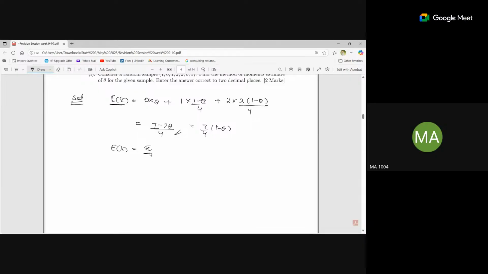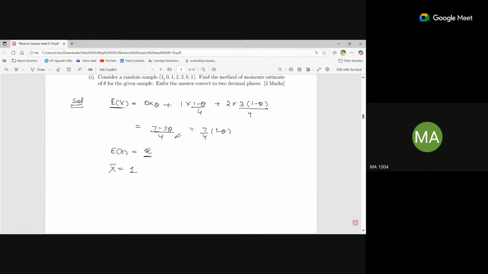The sample mean. Now what is my sample mean here? 1. Okay. So how did you calculate the sample mean? By adding all these values and dividing it by the number of samples, correct? So this is coming out to be 1. Now we will put this equal to 1. So this will be 7 by 4, 1 minus theta equals 1. Correct?